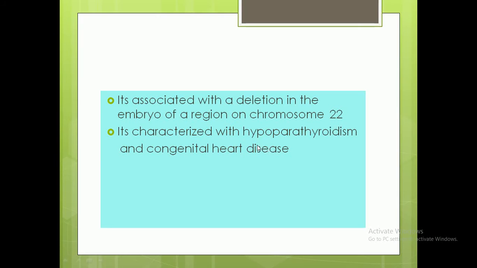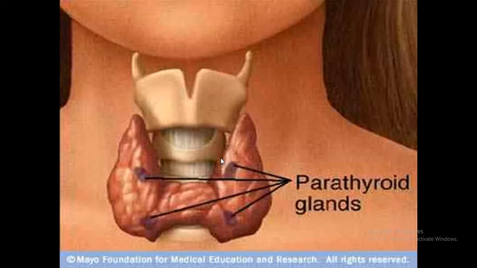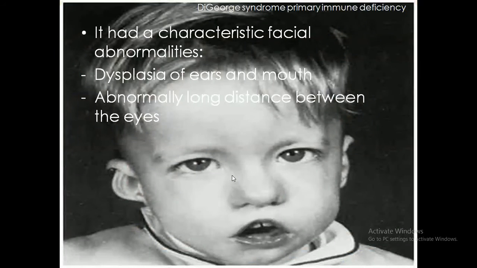It is characterized by hypoparathyroidism and congenital heart disease, because they originate from the third and fourth pharyngeal pouch. So this is the hypoparathyroidism. And the characteristic facial features are dysplasia of the ears and mouth, which is abnormality in the ear and mouth, and an abnormally long distance between the two eyes.